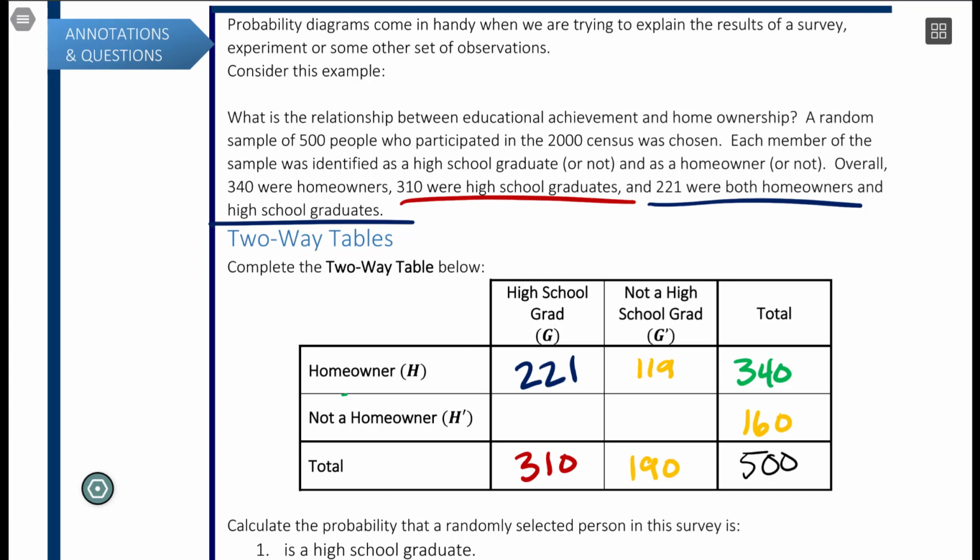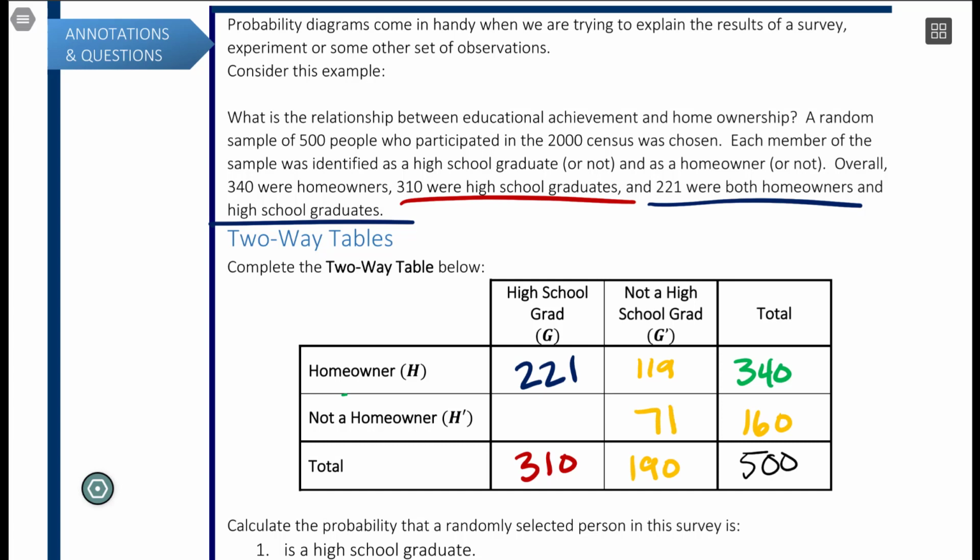Working within the same column, if I had 119 of those non-high school grads that were homeowners, that must mean 190 minus 119 is going to tell me this cell right here, the number of non-homeowners that did not graduate from high school. Subtracting those two, we get 71.